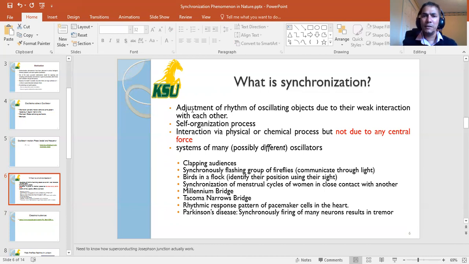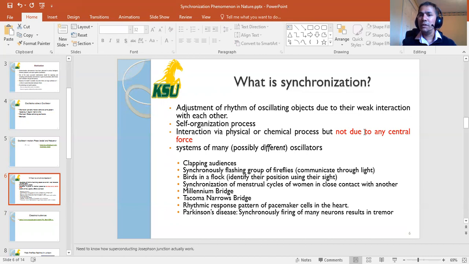Systematically, we can understand synchronization like this: adjustment of rhythm of oscillating objects, meaning the persons who are clapping, due to their weak interaction with each other. So individual people somehow manage to keep the clapping synchronous with each other, but it's not due to any central command. Nobody is telling us to do it every second, no. So it is a self-organization process.